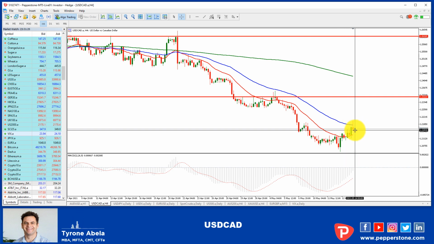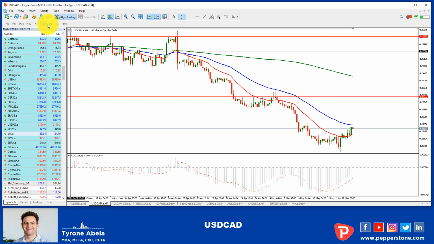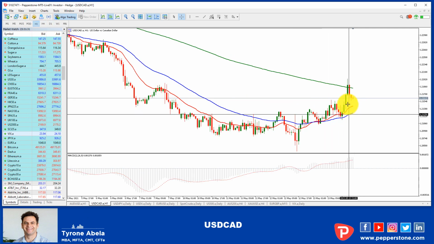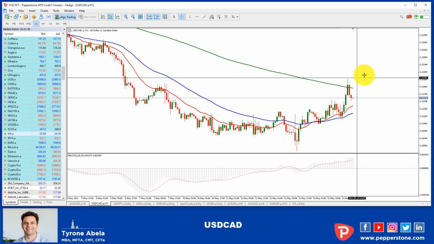Ideally the 4 hour will close above the 50 moving average here, but probably the price action on the 1 hour is the most important. We want to see maybe a check of this level here, and the conservative entry would be to probably wait for it to break this level here.